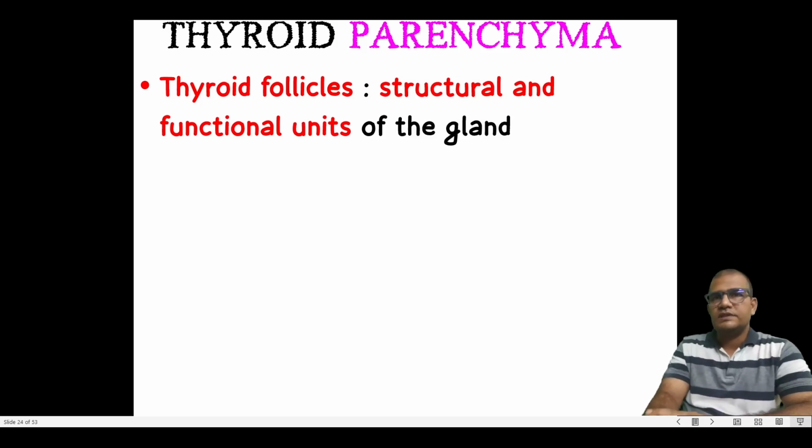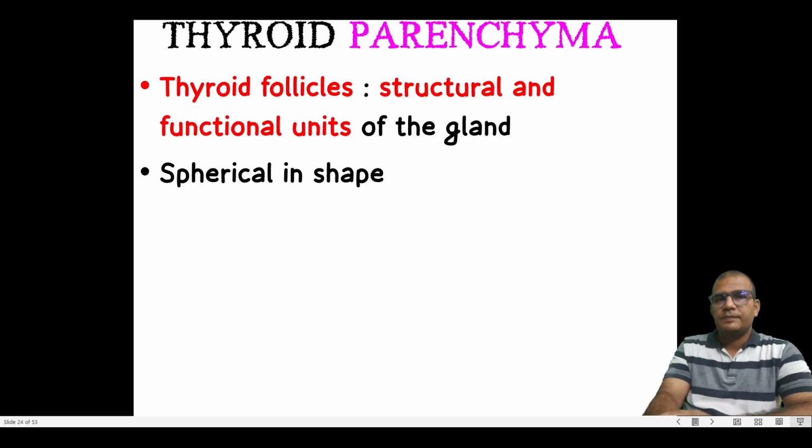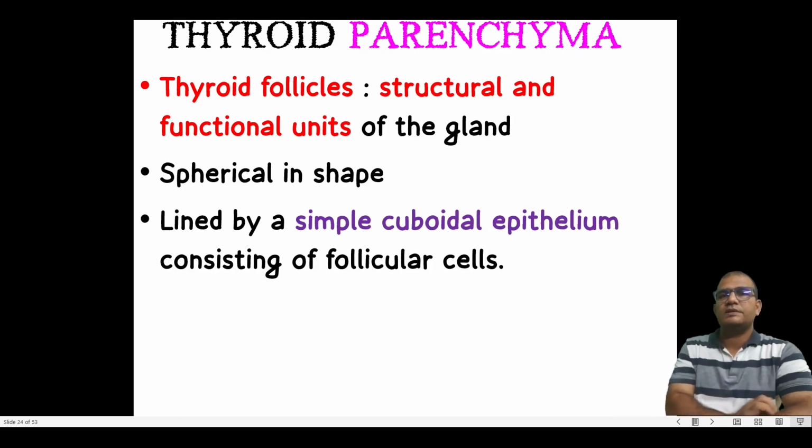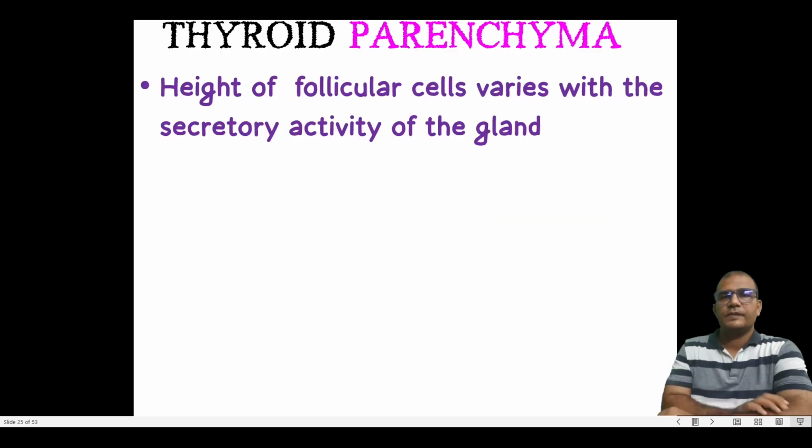The thyroid follicles are the structural and functional units of the gland. These are spherical in shape and are lined by simple cuboidal epithelium. The cells lining the follicles are known as follicular cells, which are simple cuboidal epithelium. The height of follicular cells varies with the secretory activity of the gland. So this is an important statement: the height of follicular cells varies with the secretory activity of the gland.